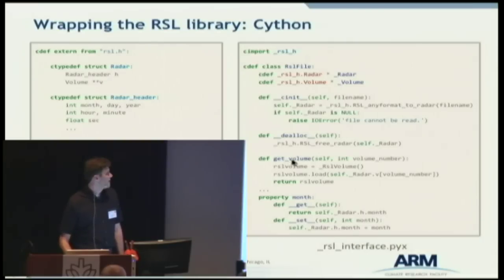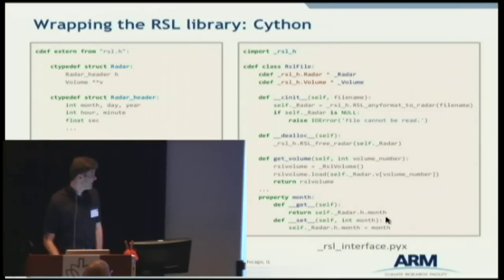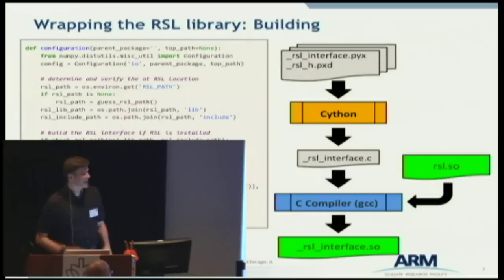So we can get a volume, and that's just going to read the volume from the structure. We can also define properties with getters and setters. In this case, these are reading from the radar structure. It has a header that then contains a number of different parameters, but included in that is the month that the data was collected.